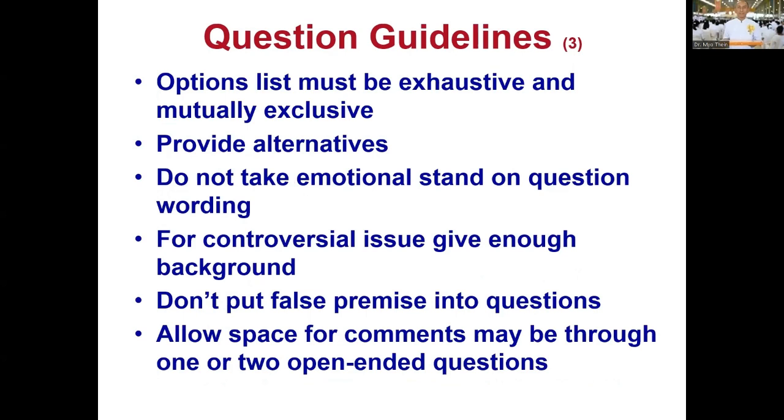Again, the option list must be exhaustive and mutually exclusive. So whenever you are giving the options A, B, C, D as multiple-choice questions, if there are four, it is good. Otherwise, if you are giving only one or two, that cannot hit the mind of the respondent. So for exhaustive, if you have five, six, it is better. Otherwise, at least four options should be given, and they should be mutually exclusive.